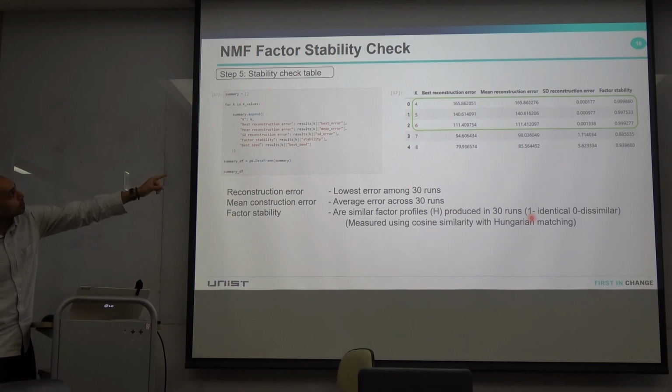If the best reconstruction error and mean reconstruction error are closer and the standard deviation is closer, then it could point to your source, the number of factors. As for numbers 7 and 8, they also explain the least result, but look at the standard reconstruction error there. The error is going higher, which is what we don't want. So now we have shrunk the number to 4 to 6.